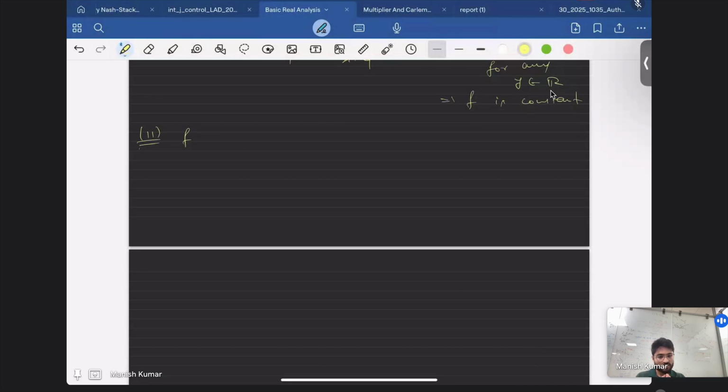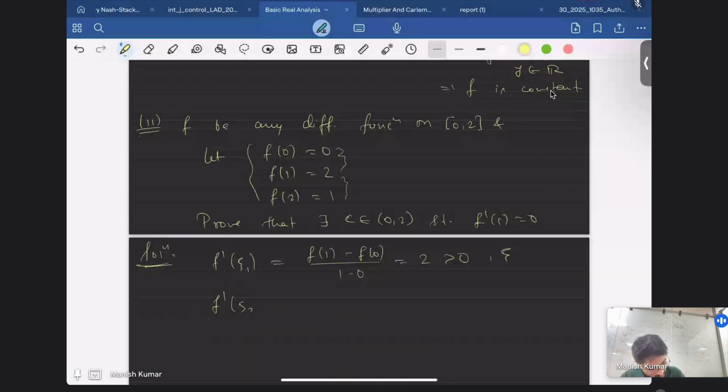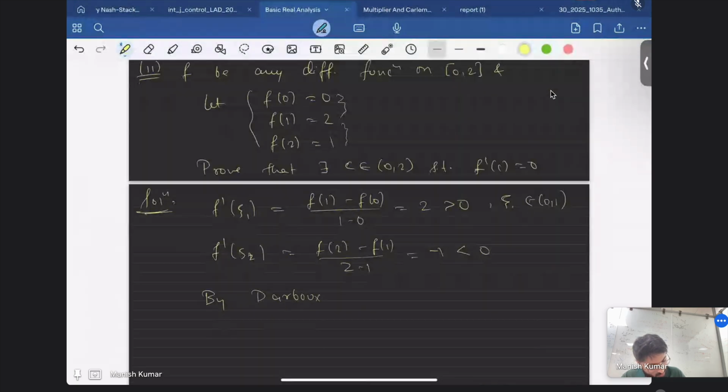Yes. Okay, so f prime of zeta 1 is (f1 minus f0) upon (1 minus 0), which is 1, where zeta 1 belongs to (0, 1). And f prime of zeta 2 is f2 minus f1, which is minus 1, less than 0. So by Darboux theorem there exists zeta such that f prime of zeta is equal to 0. Okay, so let's go to one more problem.